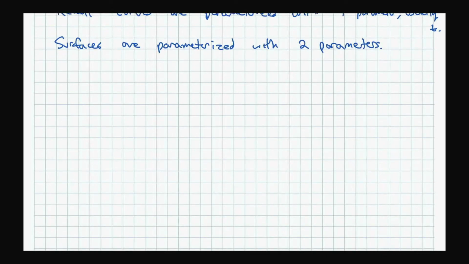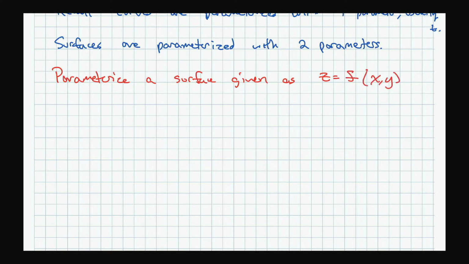So there are different ways to do this depending on what kind of surface you're looking at. Here's an example. Our first thing we're going to do is parameterize a surface given as z equals some function of x and y, right? All you do is this, just use the parameterization.